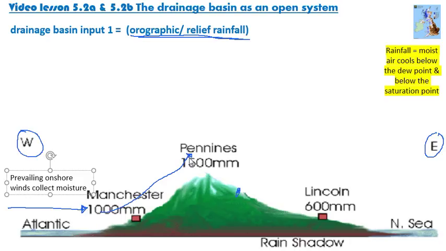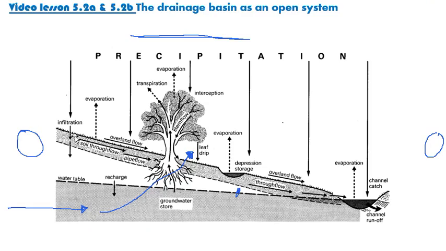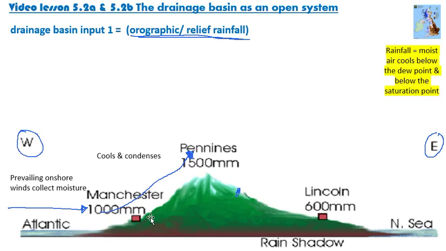Again, use a bit of logic. What happens when you walk up a hill or you walk up higher up a mountain range? It gets colder. And that means that the moist air cools and condenses as it rises. This then creates, bad drawing time folks, rainfall.